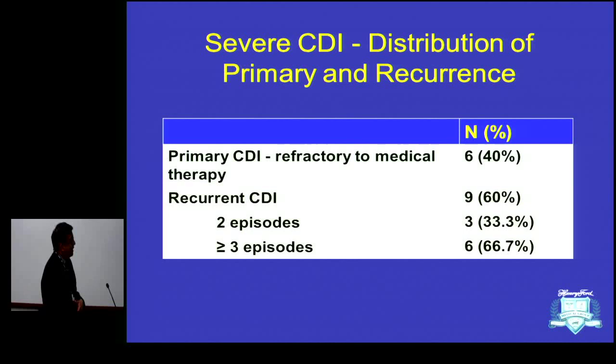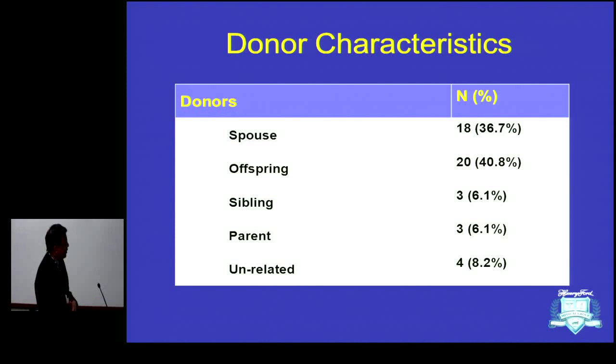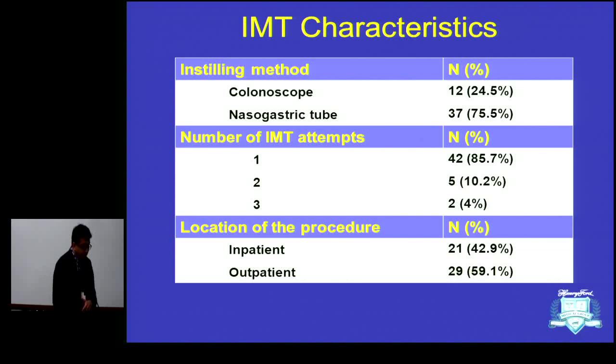And we used all kinds of donors. Unrelated donors, there were four people; the rest were parents, siblings, spouse, offsprings. And colonoscopy was done in 12 of them, except for only one severe CDI patient. Every colonoscopy was done in an outpatient setting where patients were actually stable. They didn't qualify for severe disease because of concern for colonic perforation using a colonoscopy in an actively severely inflamed colon. A nasogastric tube was used in the remainder.